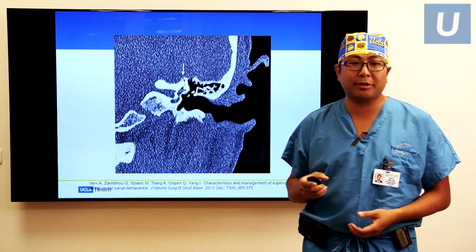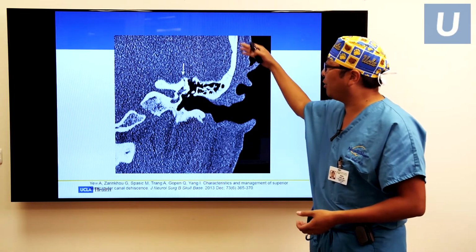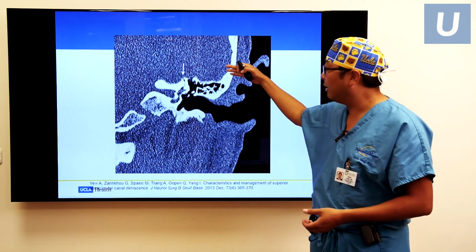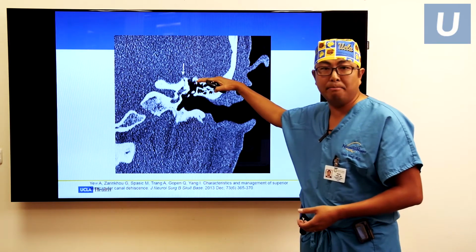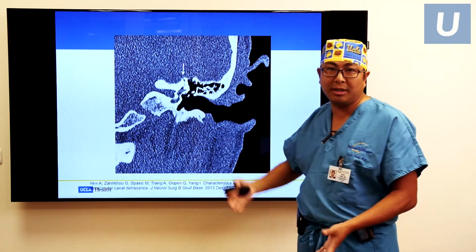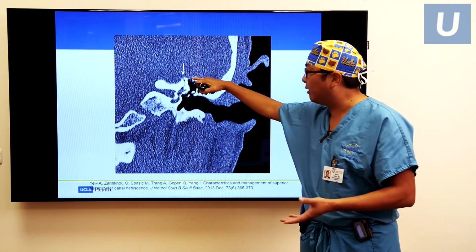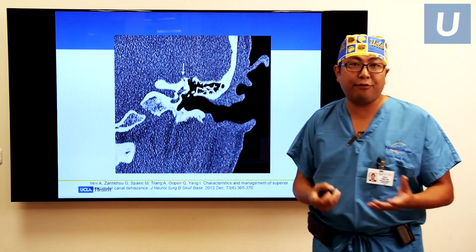And so this is the superior semicircular canal. The middle fossa craniotomy is an approach where you make a hole in the bone, in the skull. You come along the bottom of the middle fossa, and you gently lift up the covering of the brain. You don't actually lift up the brain itself. You lift up the covering of the brain, which moves the brain as well. You come down to this hole, and you fix that hole.